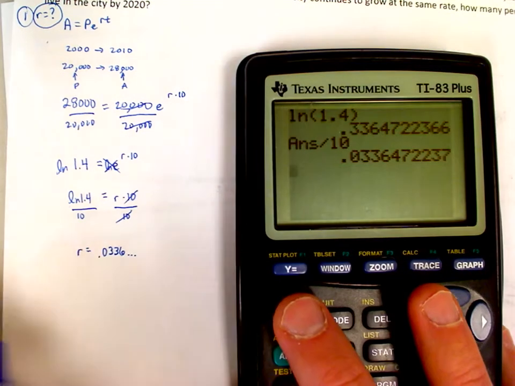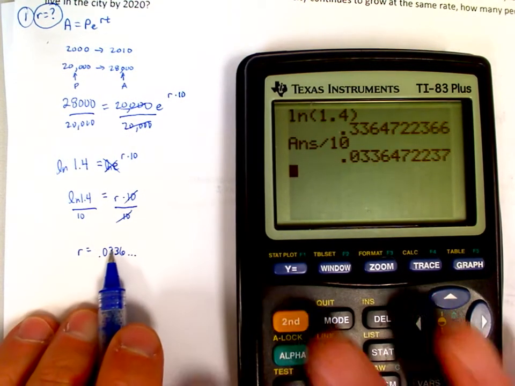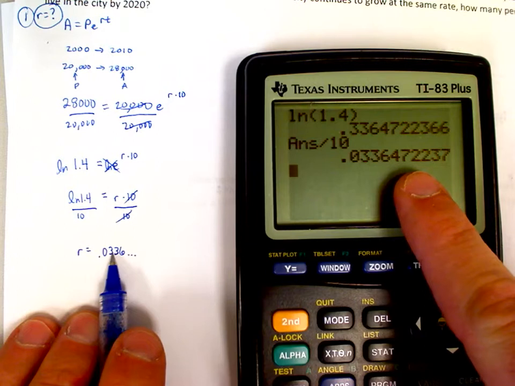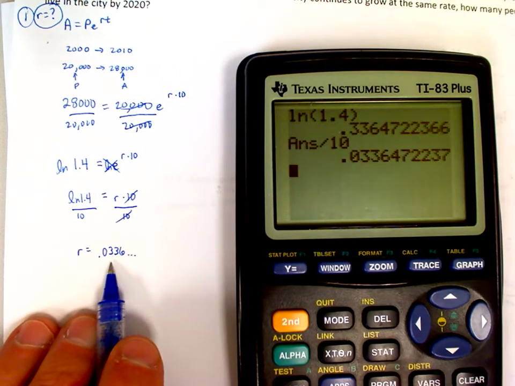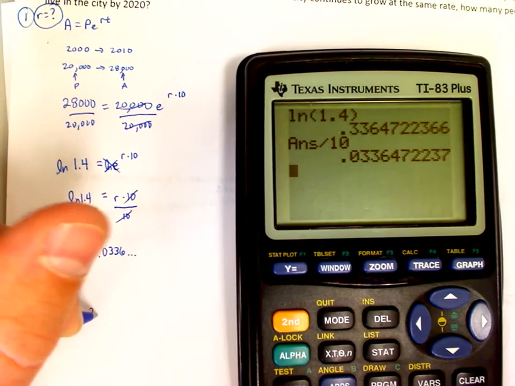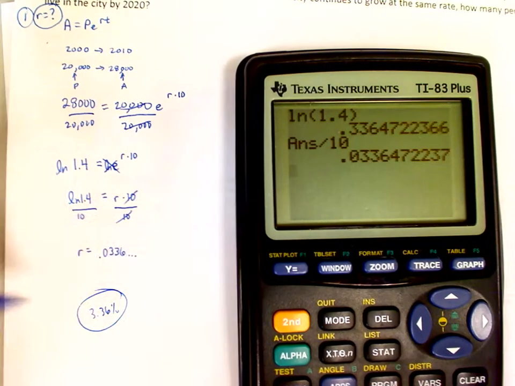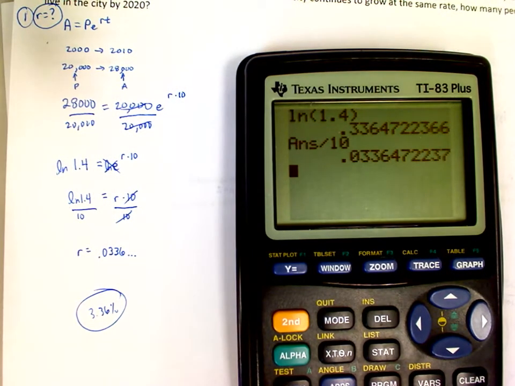0.0336. I'm going to put dot, dot, dot. That means it's a decimal that keeps on going. I'm going to use this. I do not want to round it at all. I'm going to leave it just stored on my calculator for now. By the way, that's 3.36%, right? So it's growing at 3.36% per year, okay? If that was a bank account problem, that'd be our interest rate, okay?